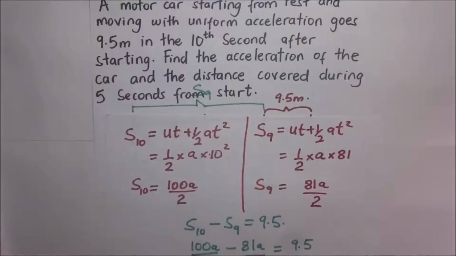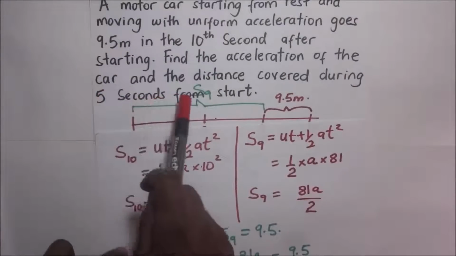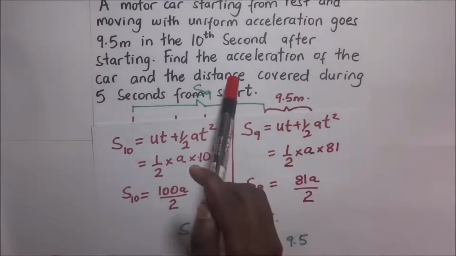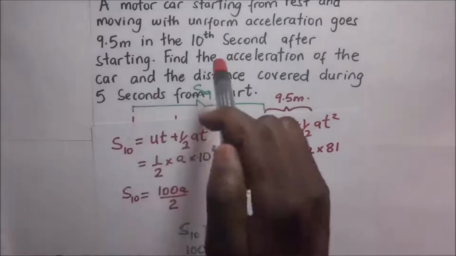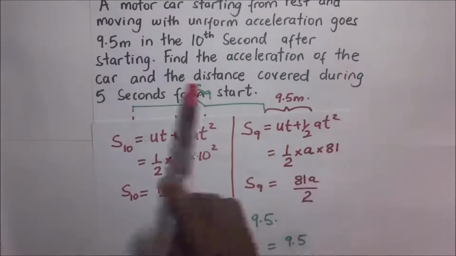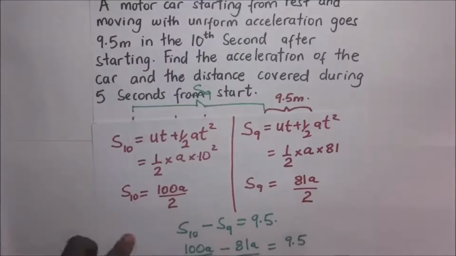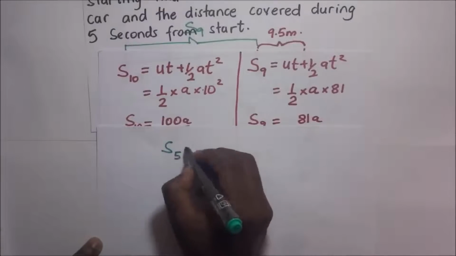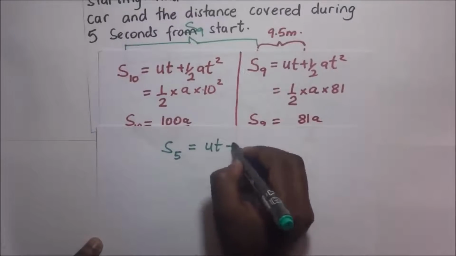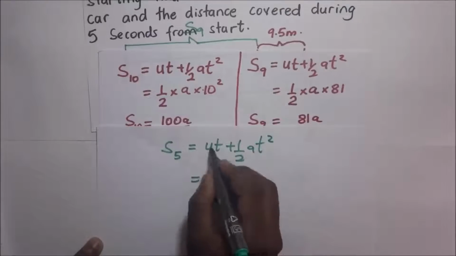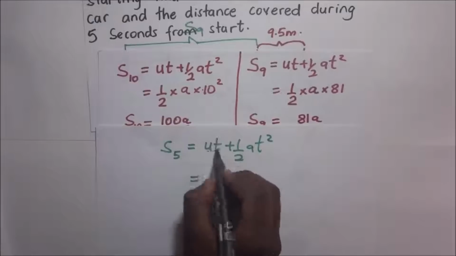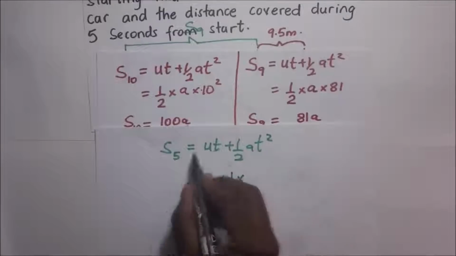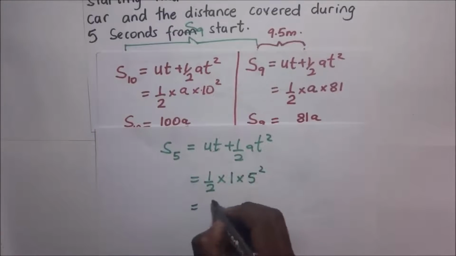The other part of the question is asking us to find the distance covered during 5 seconds from start. It is different from saying the distance covered during the 5th second. Here they want the distance covered during 5 seconds from start. So the distance covered during 5 seconds from start is going to be equal to ut still plus a half at squared. This is going to be initial velocity, which is still 0, times t, so this whole term is 0, plus a half, times the acceleration. We got the acceleration as 1 meter per second squared, times time, which is 5 seconds, which is 5 squared. So we shall end up with 25.